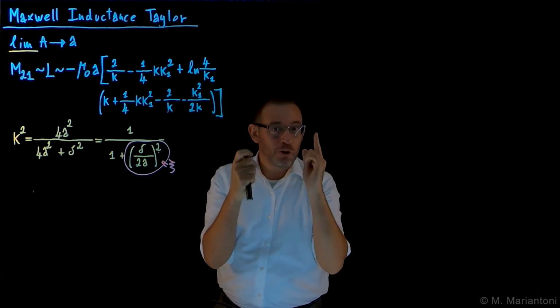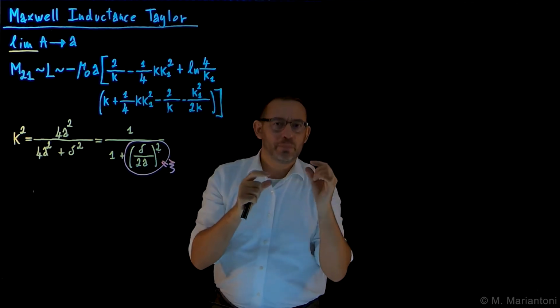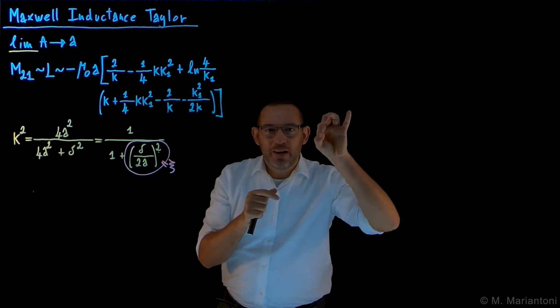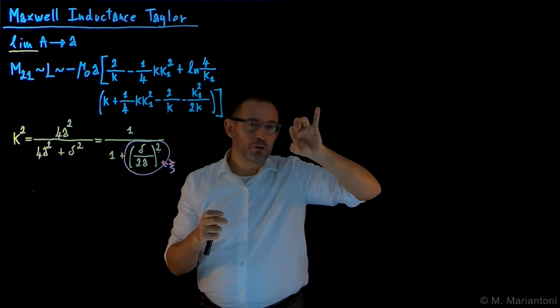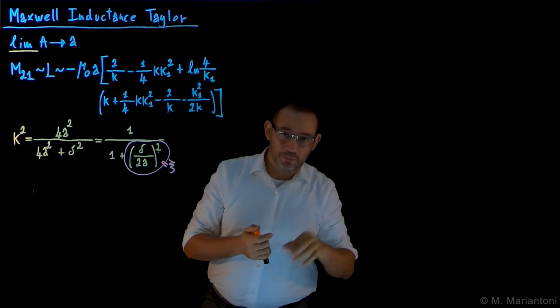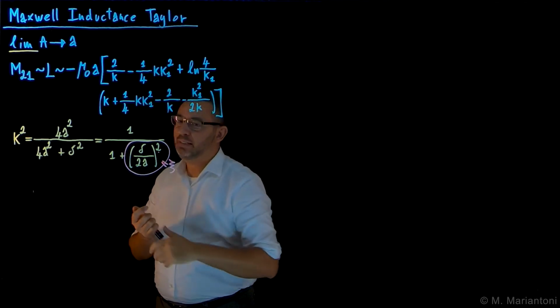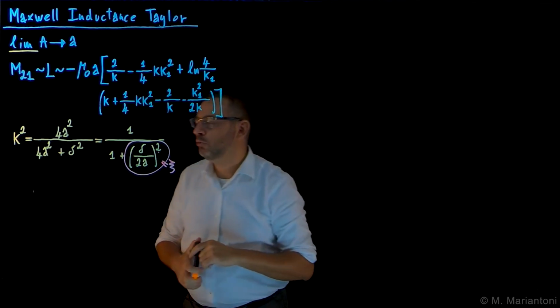The reason why we don't want delta to be exactly 0 is because we want to emulate the fact that the wire has a cross-sectional area. If it was filiform, you could go basically delta equals 0, but we don't want that. We want to make it a little bit more realistic. This is actually the contribution due to Maxwell.